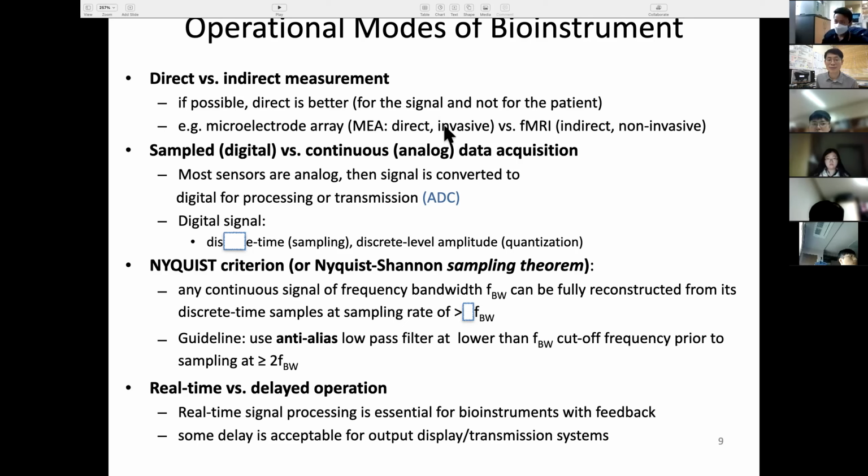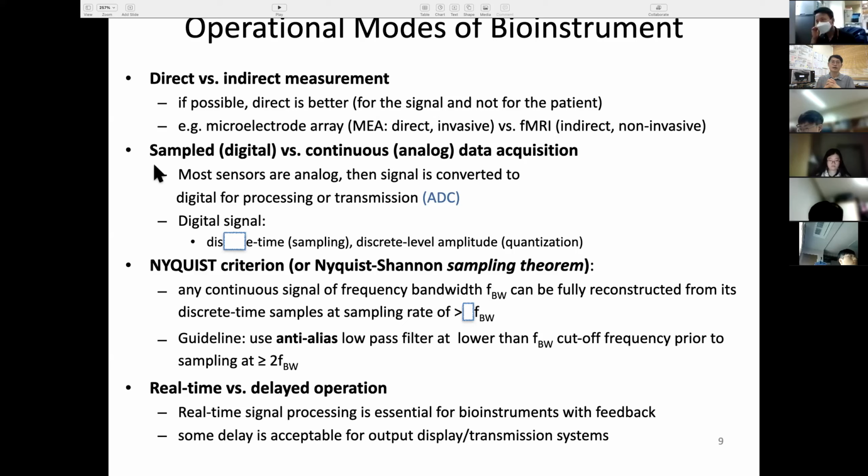Another example is fMRI. fMRI tries to measure neural activity, usually local neural activity in the brain. The good thing is that fMRI is not invasive, but you have to understand its limitation: it's in fact not directly measuring the neural activity, which we believe is linked to local hemodynamic changes. So we have to understand that these are indirect measurements.